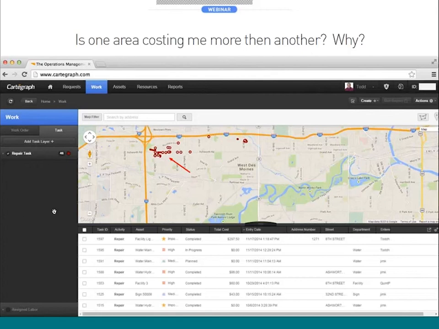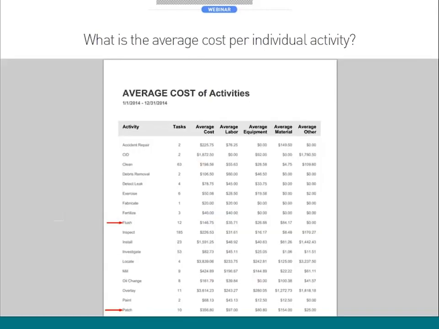So we have an advantage using Cartegraph software that we can have this data, and this data can start producing these kind of answers that we need. The next one I want to go through about data having the answers is, what's the average cost per individual activity? I kind of broached this subject a little bit ago, but in this case, I've got a red arrow here by the task of flushing the hydrants. What is that costing per incident? What does it cost us overall? Well, you see we've had 12 tasks regarding that, and the average cost is $146.